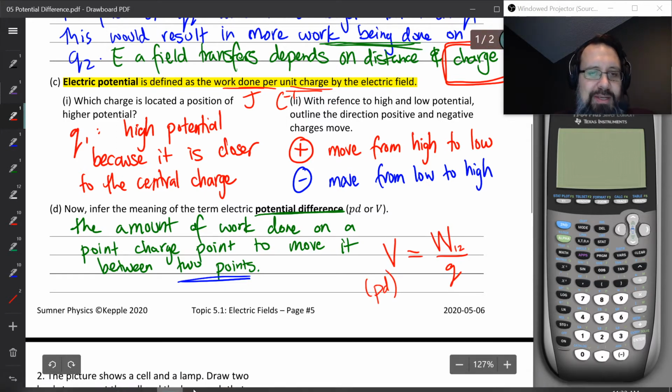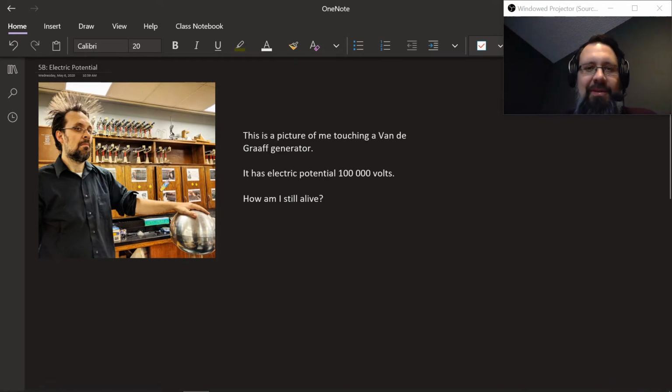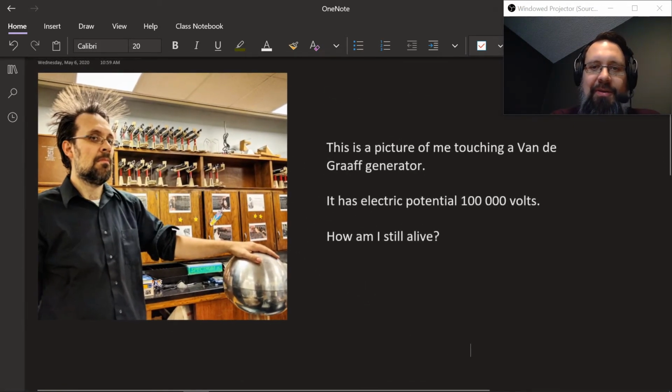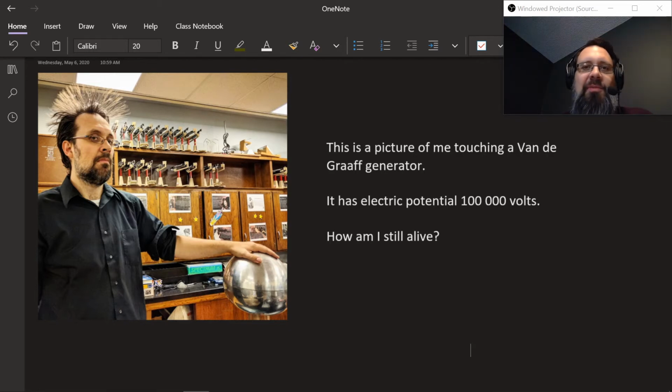Okay, I want to show you guys, this is going to be an even longer video if I do this, but what the hell, here we go. This is a picture of me touching a Van der Graaff generator. I have this in my classroom, maybe you guys have seen it. I don't know if I shocked you with it when you were in 9th grade or if your 9th grade teacher shocked you with it, but I usually shock my 9th graders with this when I can.